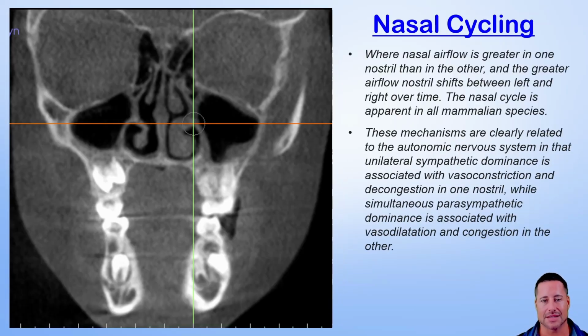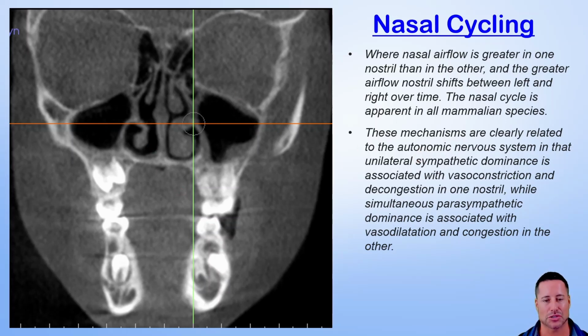But one thing that's technically turbinate hypertrophy, but not in the pathologic sense, is something called nasal cycling. So if you do start to look at these 3D images and you notice that the turbinates on one side are more significantly inflamed or hypertrophic than the other side, it's called nasal cycling. That's where nasal airflow is greater in one nostril than in the other, and the greater airflow nostril shifts between left and right over time. It's apparent in all mammalian species. So it is a variation of normal.